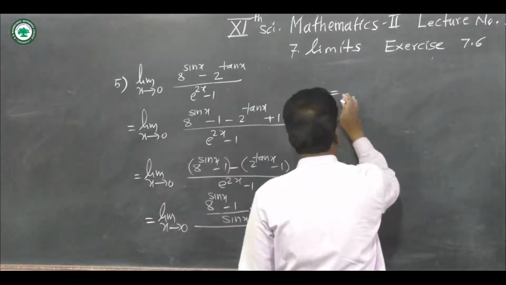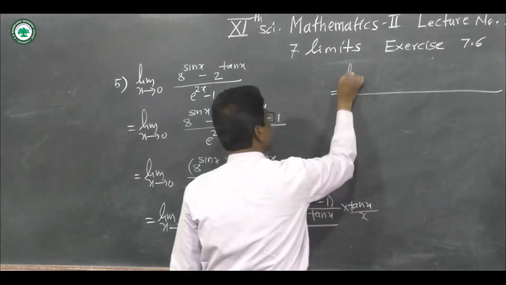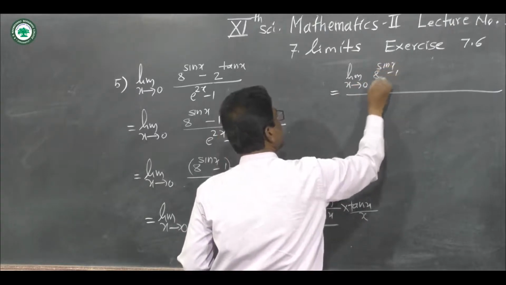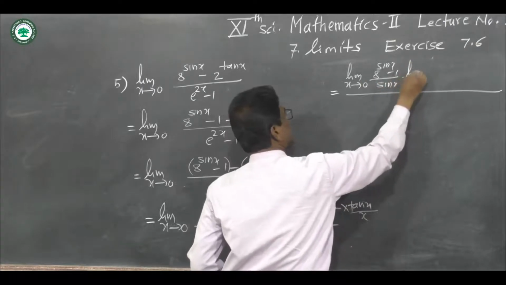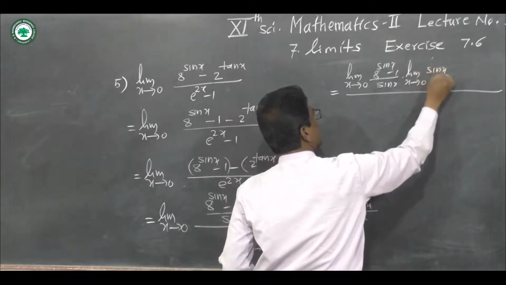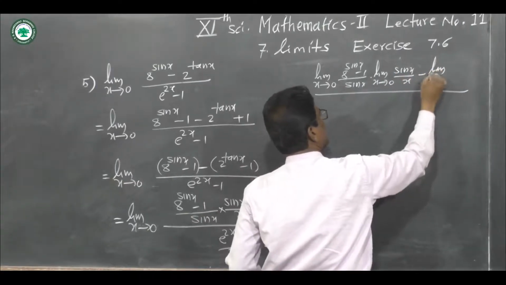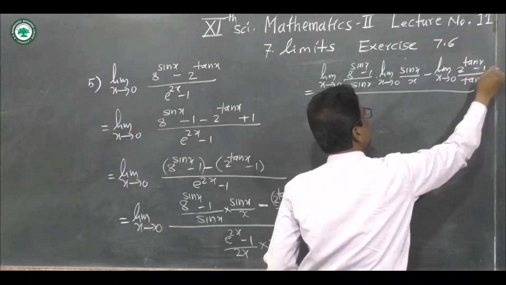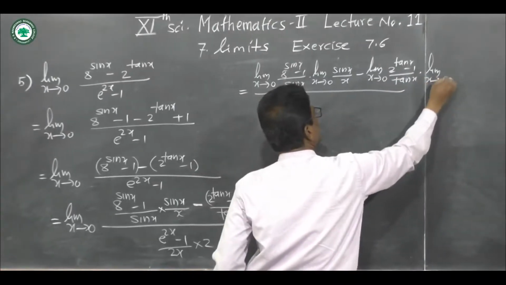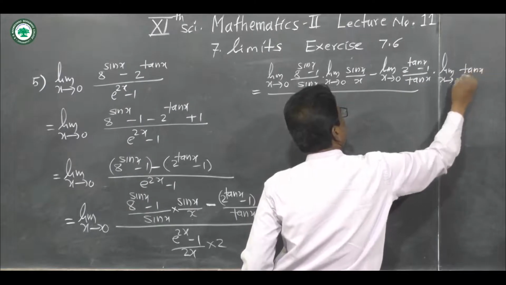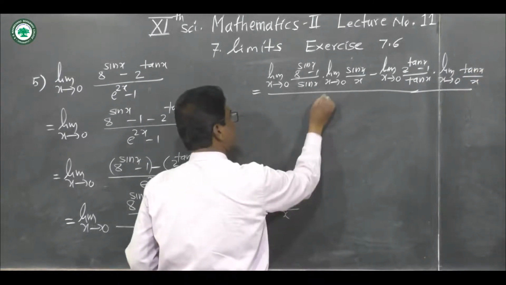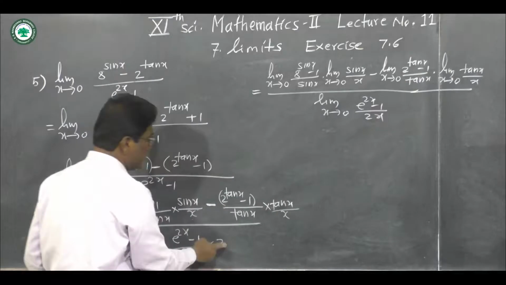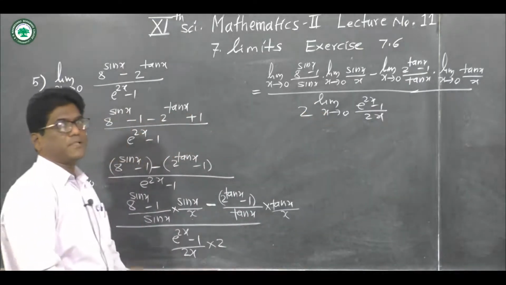So it is equal to, in the numerator, limit as x tends to 0, 8 to the power sin x minus 1 upon sin x, into limit as x tends to 0 sin x upon x, minus limit as x tends to 0 2 to the power tan x minus 1 upon tan x, into limit as x tends to 0 tan x upon x, and divided by limit as x tends to 0 e to the power 2x minus 1 upon 2x, and into 2, write that 2 outside the limit.